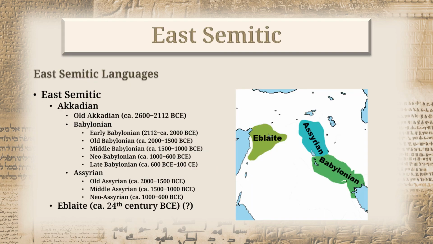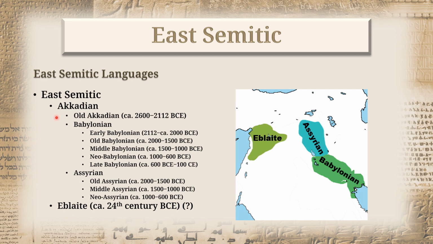East Semitic. So what is East Semitic? I've already given you an overview of the different branches of the Semitic language family. So let me just activate my laser pointer. East Semitic is mostly seen as being divided into two languages, Akkadian and Eblite. Though Eblite, there's some ongoing discussion whether it is actually East Semitic. I will talk about that in a minute.